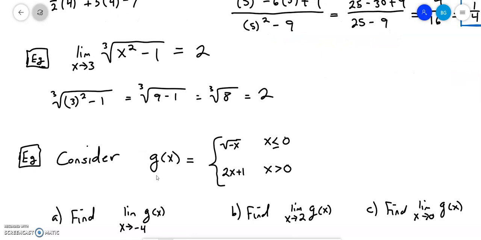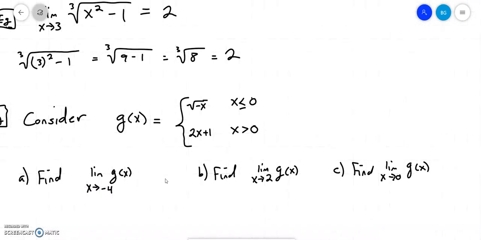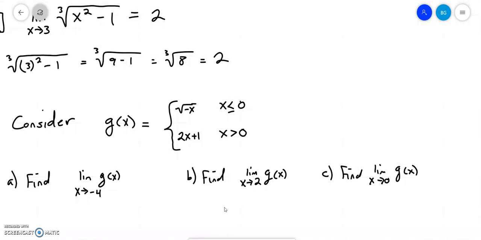Okay, so I got one more example, and you can see it on the screen here. So consider g of x to be this piecewise function. It's going to be this square root function for x less than or equal to 0, and then it's going to be that linear function if x is bigger than 0. And we're going to evaluate these 3 limits, but before we do that, we're going to hold off. Let's evaluate a and b, and then we'll talk about c.